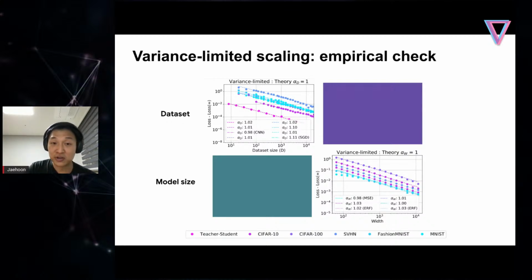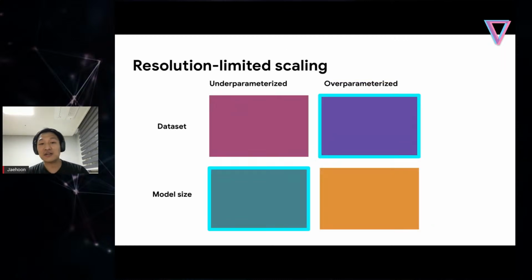Although we can empirically observe this universal scaling, in practice what we would be interested in is away from these variance-limited scaling regimes. So now let's see how the scaling behavior occurs in the resolution-limited regimes. Here, the relevant axes are the scaling of the dataset in the overparameterized case, or the scaling of the model size in the underparameterized case. Again, this is the interesting regime, since we are providing more of what the limiting resource is and observing how the performance improves.